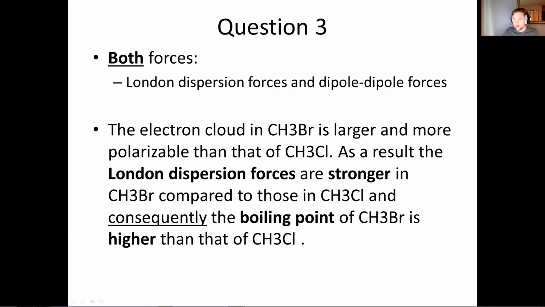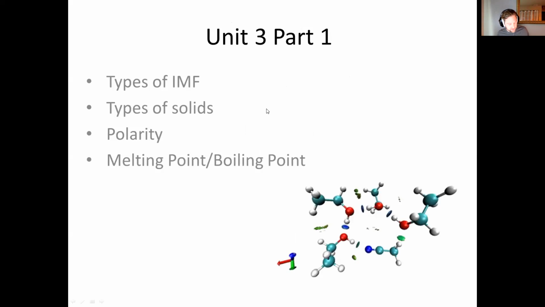With that in mind, there has been a lot of talk about intermolecular forces, and I wanted to get into that today. Focusing on types of intermolecular forces, how it relates to solids, and polarity, and then melting point and boiling point as a way of comparing strength.